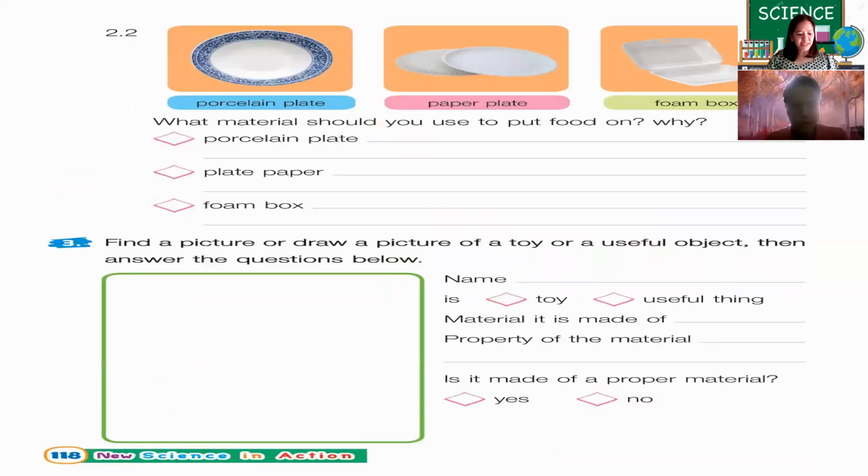Page 118. What materials should you use to put food on? Why? Just like the first question. Porcelain plate, paper plate, foam box. And then why? This is only an example. I'll choose porcelain. Why? Because water cannot pass through, and we can wash it and use it again.